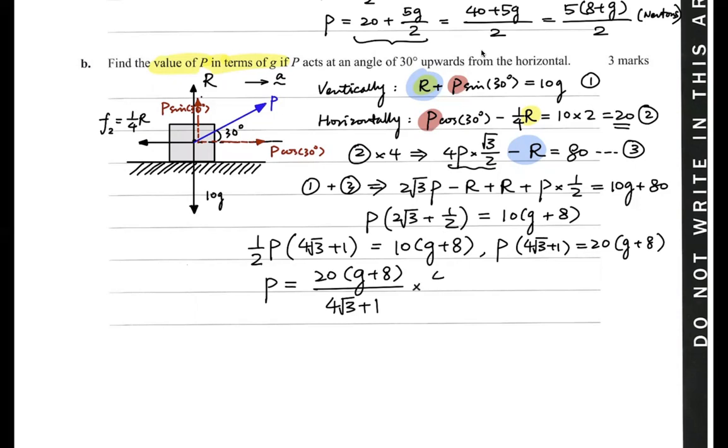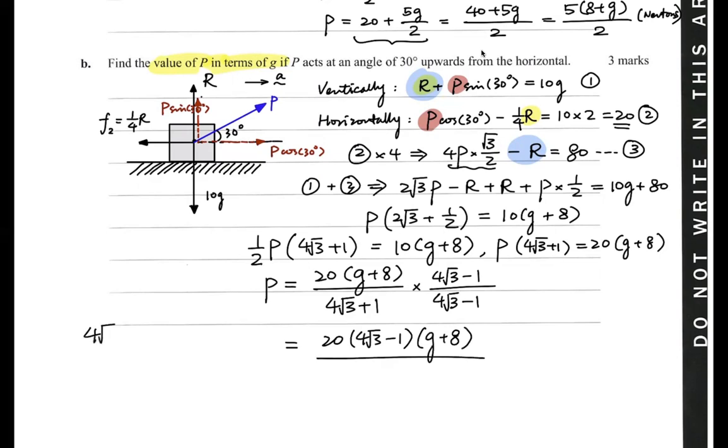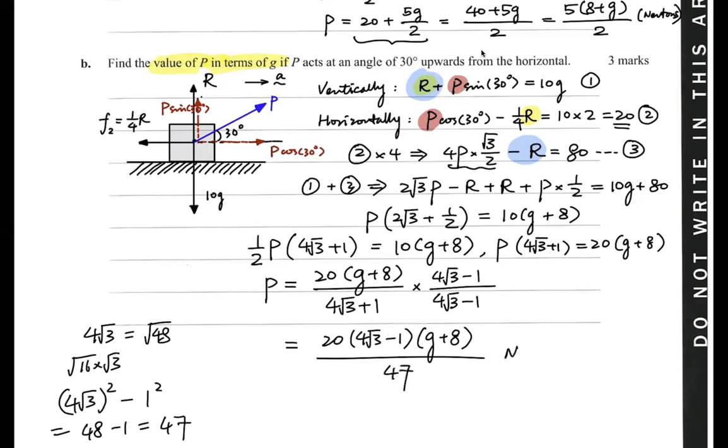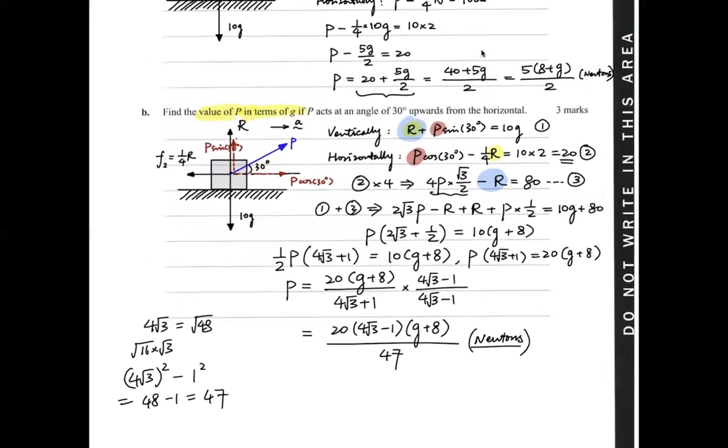Because the question hasn't specified any required form, let's do some basic arithmetic here, learned in year 10 and year 11. Multiply both the top and the bottom by the conjugate of the bottom. So we will have 20 lots of 4 root 3 minus 1, g plus 8. And the bottom: 4 root 3 is root 48, because it's root 16 times root 3. So 4 root 3 plus 1 times 4 root 3 minus 1 is 48 minus 1, which is 47. And we have our bottom 47. This has unit newtons. So that's a mechanics question.